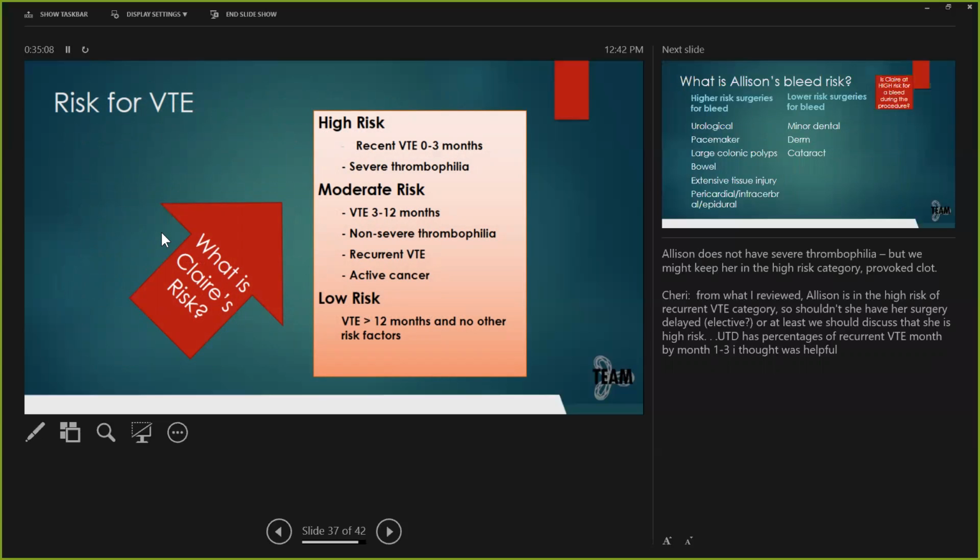High risk is if a patient has severe thrombophilia like factor V Leiden mutation or any mutations, or if they recently had a DVT within less than 3 months. Moderate risk is 3 to 12 months, with no hypercoagulable conditions, active cancer, or recurrent DVT. Low risk is more than 12 months. So usually for surgeries, 12 weeks is a cutoff. After 12 weeks, patients are safe to go ahead with the surgery. If it's below 12 weeks, which our patient is because she's only 10 weeks, those patients are high risk and we try to bridge them with anticoagulation if they really need surgeries.